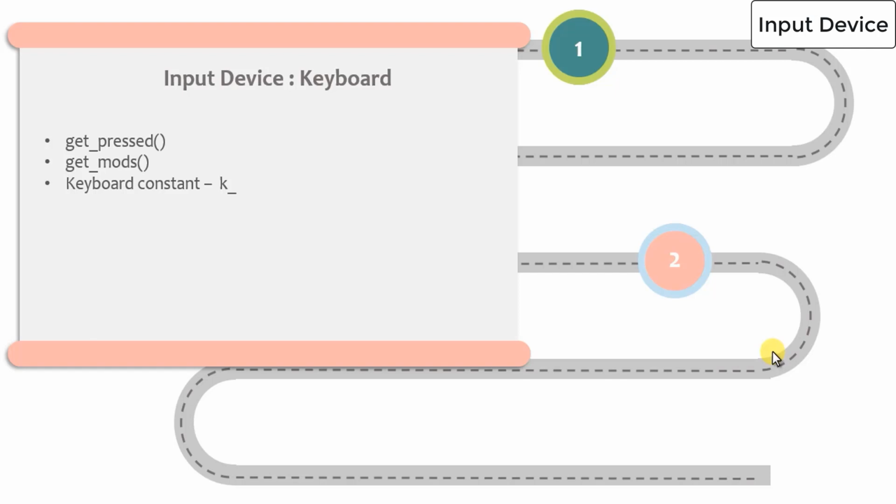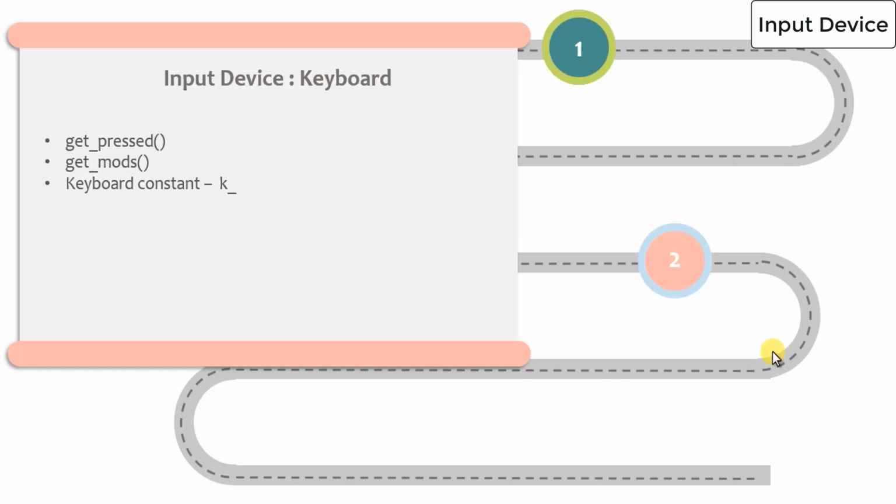Another thing is get_mods. So get_mods is used to get the status of the modifier keys. So different modifier keys are alt, control, shift, locks. So these are the different modifier keys. So if you want to get the input from the modifier keys, we will use get_mods. And if you want to get the input of just keys, then we will get that with the help of get_pressed. So whatever keys are pressed, accordingly we will write the code for the specific buttons and we will perform the action.